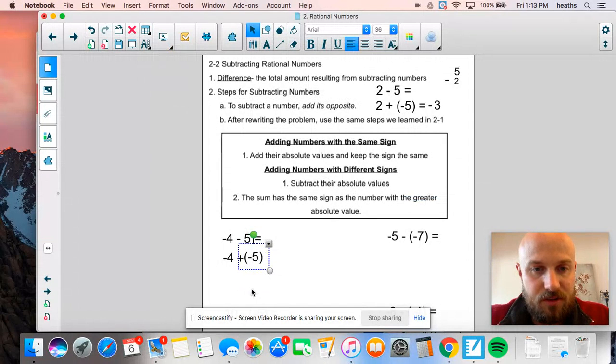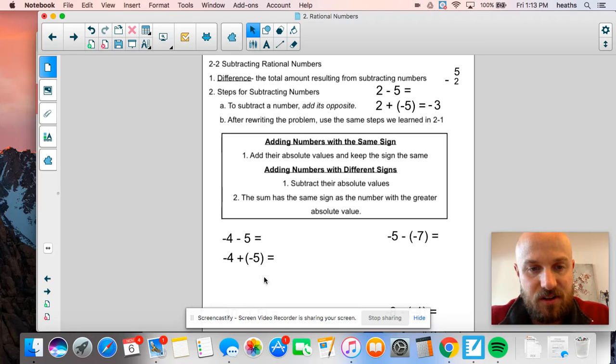Okay, now we have a new problem. We've turned it into an addition problem. You guys did awesome with these type of problems last section, so I know you're going to do fine with these. Now we have a new problem, -4 plus -5. They both have the same sign, meaning that we're going to add their absolute values. 4 plus 5 is 9. And because they're both negative numbers, the answer is going to stay negative. So there you go.